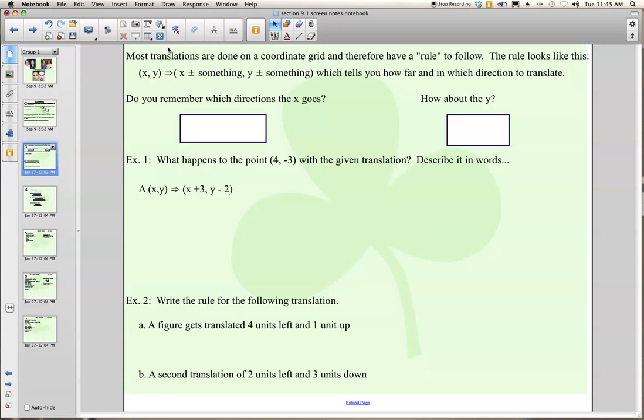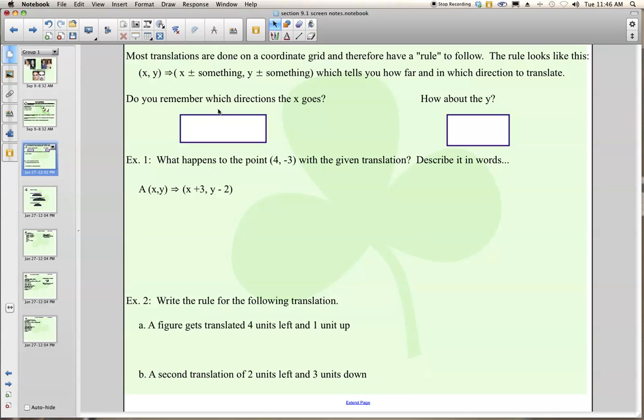In terms of translations, we will be adding or subtracting to each of our x and y values. That's how translations work. When you slide an object, you have to add or subtract from the x, and you have to add or subtract from the y. That will tell you how far you slide it, how far you translate it, and in which direction you translate it.